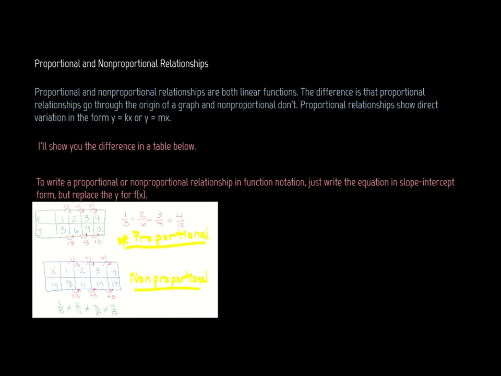The difference is that if I put y over x or x over y, I would get the same fraction each time. So 1 over 3 is equal to 2 over 6, because 2 over 6 is 1/3. 3 over 9 is 1/3. 4 over 12 is 1/3. So it's all the same fraction. Versus in a non-proportional, 1 over 8 does not equal 2 over 11, and that doesn't equal 3 over 14. So that's what you need to see with that.